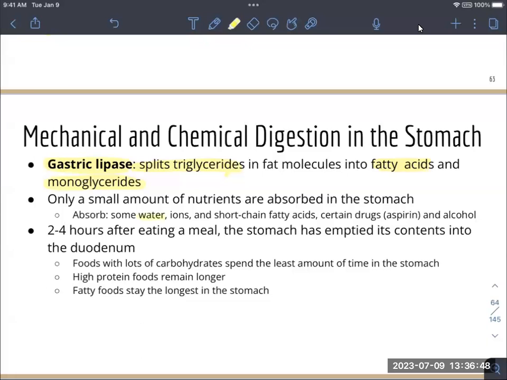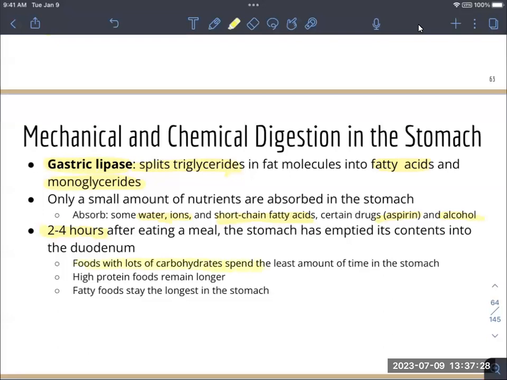We can absorb water. We can absorb some ions, some short chain fatty acids. We can absorb aspirin and alcohol from our stomach. Everything else needs to travel further into our digestive system before they can be absorbed. It takes 2 to 4 hours after you eat a meal for your stomach to completely empty its contents into that duodenum, which is that next chain in the step, that small intestine.